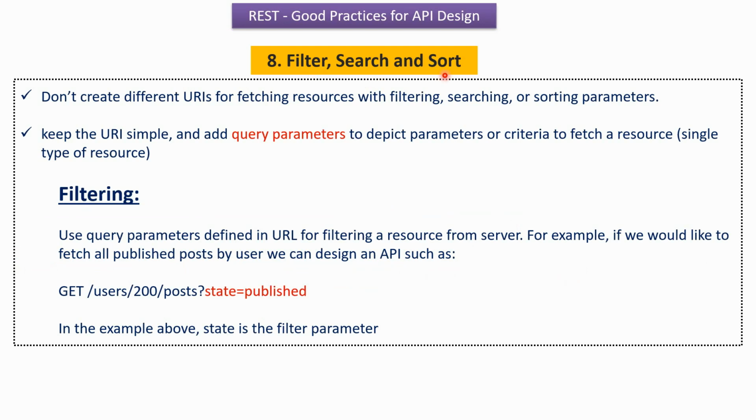Filter, search and sort. We should not create different URIs for fetching resources with filtering, searching or sorting parameters. We have to make URI simple, add query parameters to depict parameters or criteria to fetch the resource. In case of filtering, we have to use query parameters in the URL for filtering a resource from the server. Suppose if you want to get all the posts where state value is published, then we have to use this URI. And in this example, state is the filter parameter.